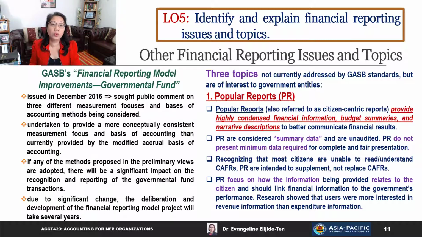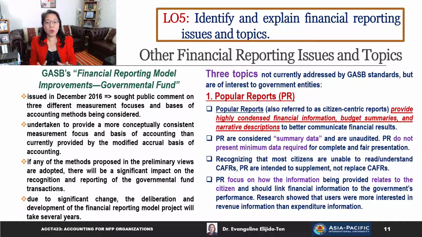But why do governments provide popular reports? This is because they recognize that most citizens are unable to read or understand the comprehensive annual financial reports. And so popular reports are intended to supplement, not replace CAFRs.